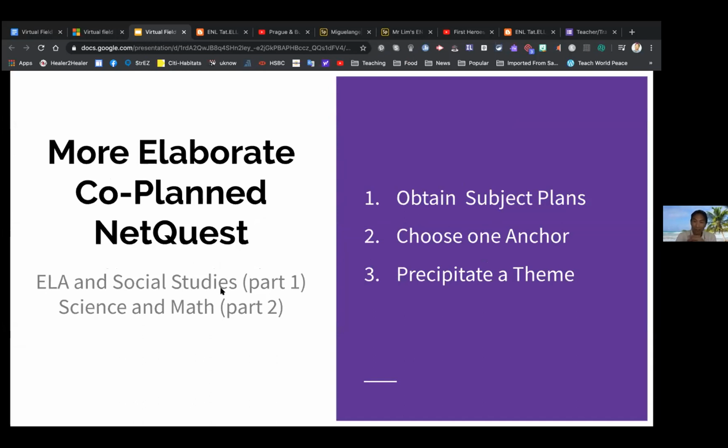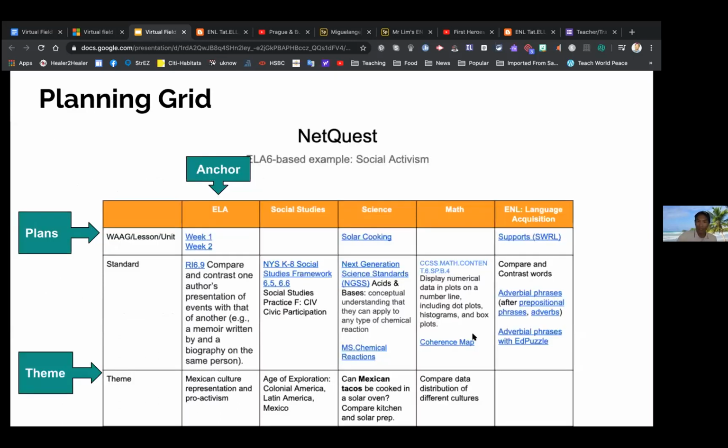Now, if you're taking notes, the first 3 steps of the 6 I'm going to show you today are these. So one is to obtain your subject plans, and the next is to choose an anchor subject, and 3 is to precipitate a theme from those plans and anchors that you've gathered. Let's see how that works.